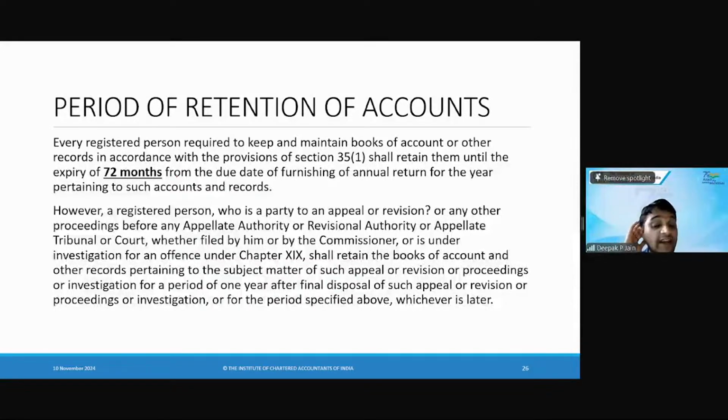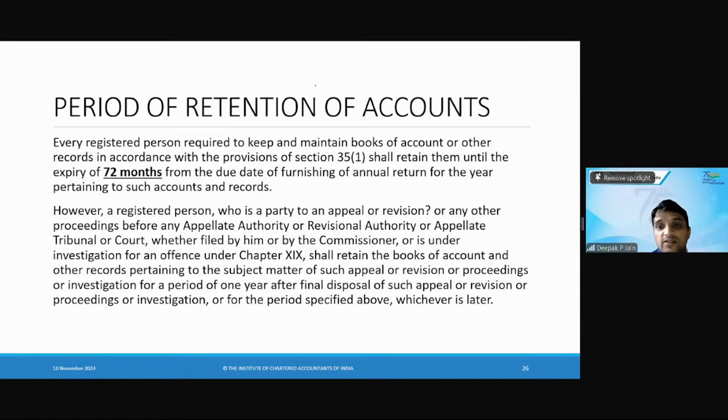तो 23-24 का एनुअल रिटर्न का डेट कब है? 31st December 2024. Correct? So 6 years from 31st December 2024, which comes as 31st December 2030. So 23-24 का आपको बुक्स ऑफ अकाउंट्स 31st December 2030 तक मेंटेन करना है. That is how you will calculate. Is that understood? Yes, everybody is now giving the correct answer. That is 72 months from the due date of furnishing of annual return.